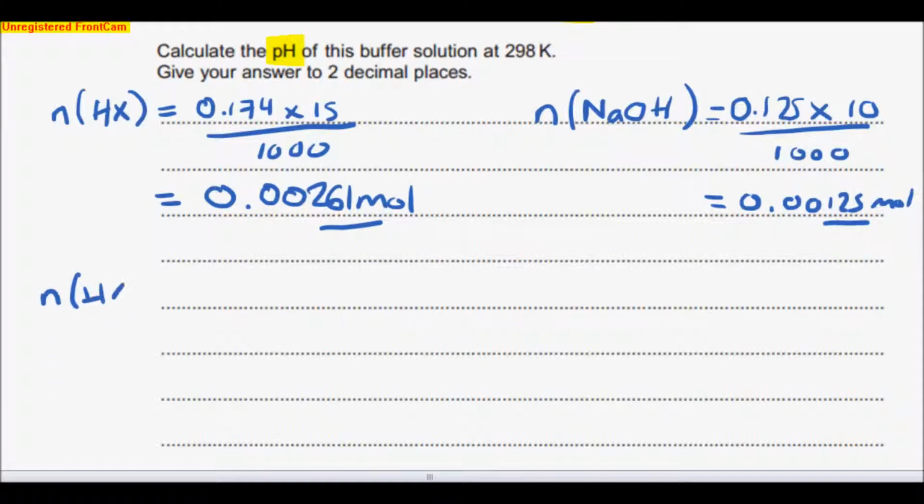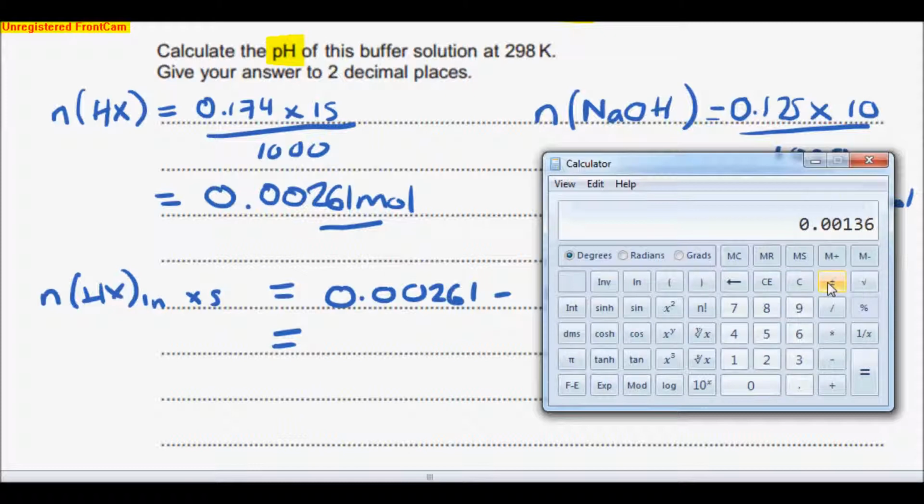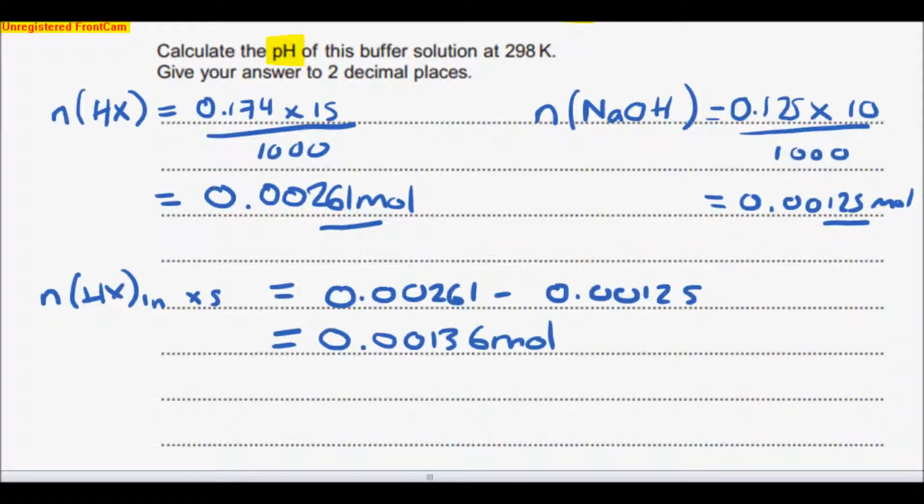So we're going to do a very simple calculation. The number of moles of HX in excess equals 0.00261 take away 0.00125, and that equals 0.00136 moles. Okay, so we've worked out the number of moles of HX in excess. We also know the number of moles of NaOH as well.